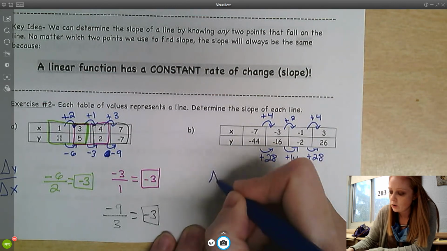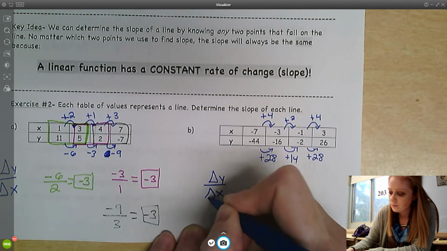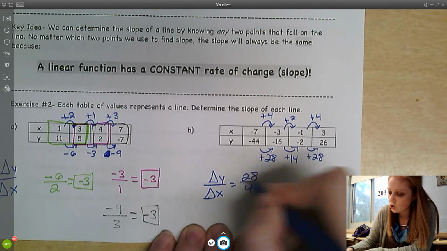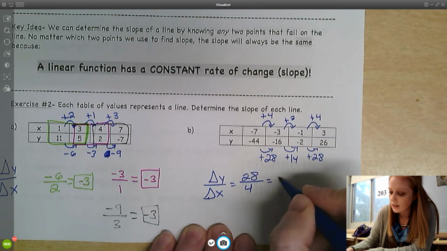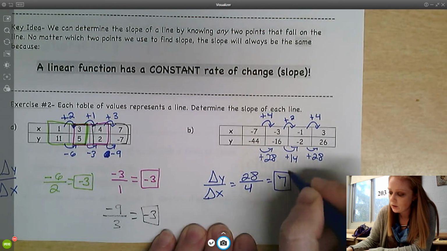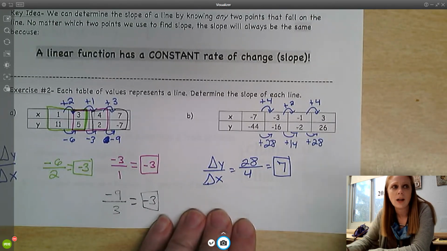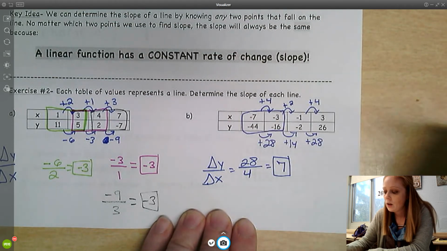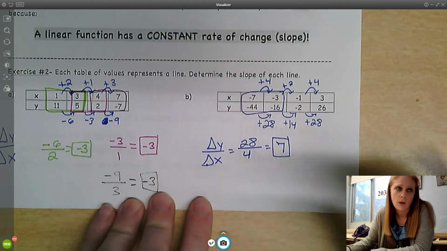All right, change in y over change in x. 28 is the change in y. 4 is the change in x. 28 divided by 4 gives us 7. So 7 is our slope. We can stop there because you just have to pick any 2 points. So we picked these 2. But since it's a lesson, I'm going to go ahead and show you all of them.